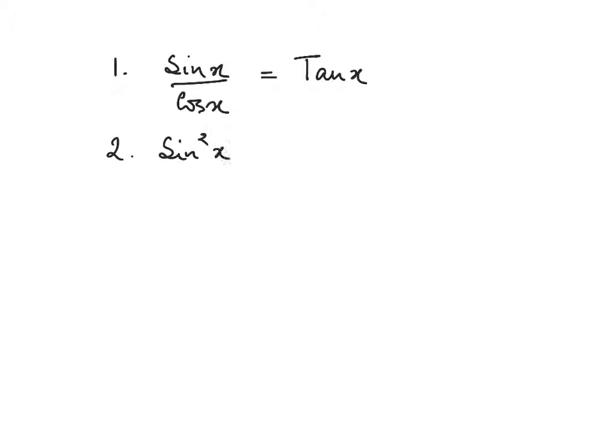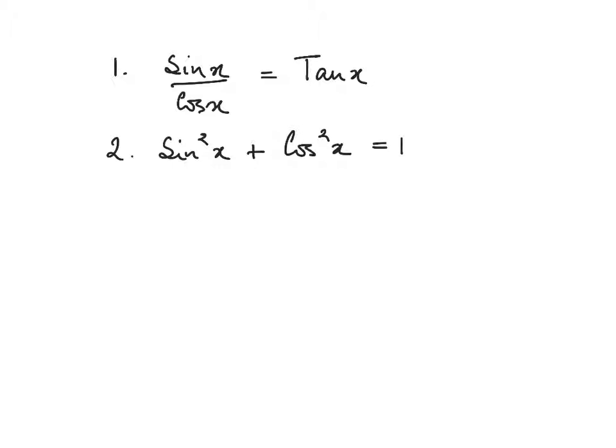One or two formulas to remember. Sin x over cos x equals tan x, and sin squared x plus cos squared x equals 1. Now there are a number of variations on this number 2.